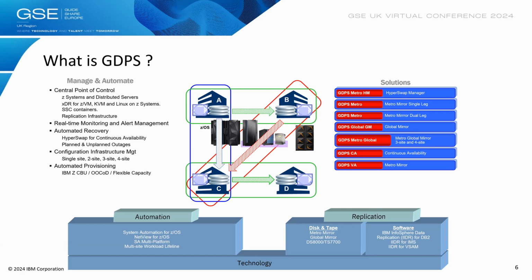So on the right-hand side of this chart, you can see the different GDPS solutions that are suited for different types of data center topologies and that address different kinds of requirements. The first one in the list here, GDPS Metro HyperSwap Manager, is a single data center solution that offers continuous availability for z/OS systems. It leverages the HyperSwap technology to offer continuous availability in case of unplanned disk subsystem failure and offers an RPO of 0 and RTO of a few seconds.